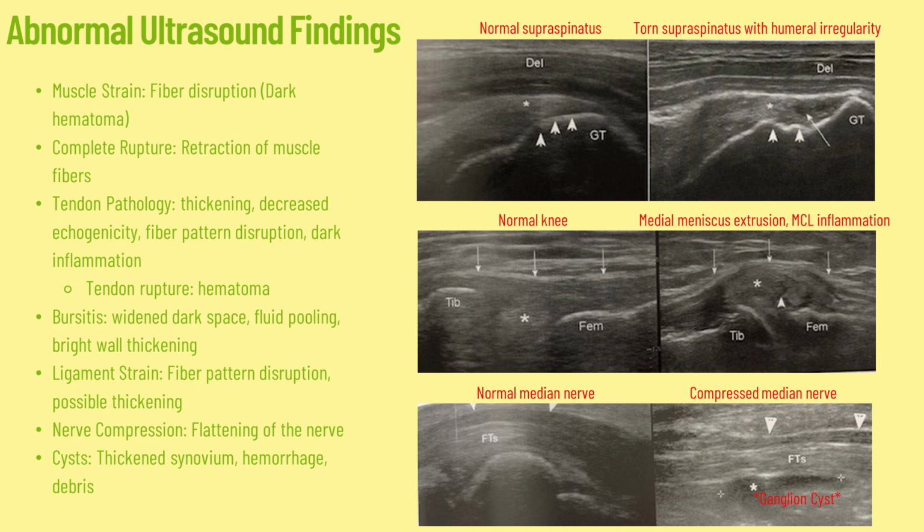And then we want to look at the ligament strain. Again, ligaments have nice linear fashion fibers. We're going to see a disruption in that and possible thickening of the ligament. And then nerve compressions, we're going to see that nerve more flattened out. And lastly, a cyst, where we're going to see thicker synovium. We're going to see some hemorrhaging, and sometimes we'll see some debris in areas where we shouldn't.